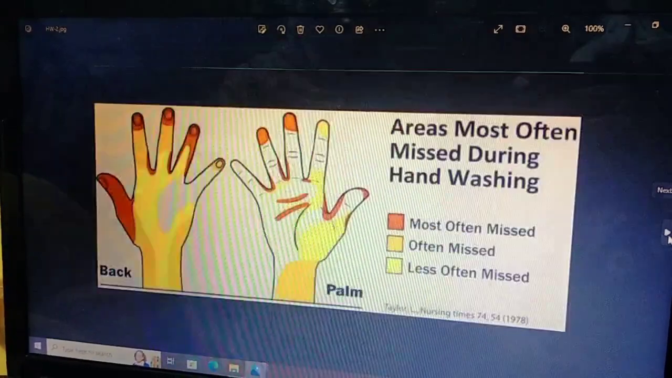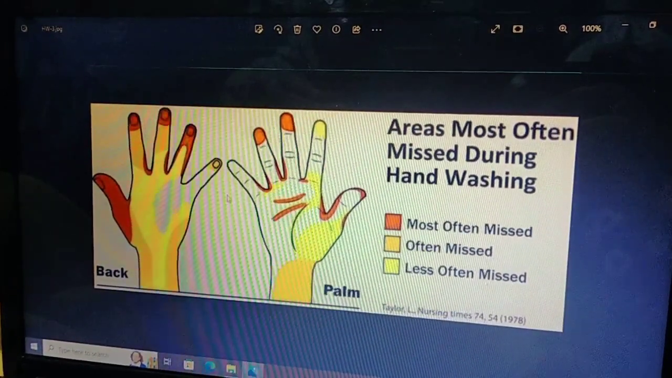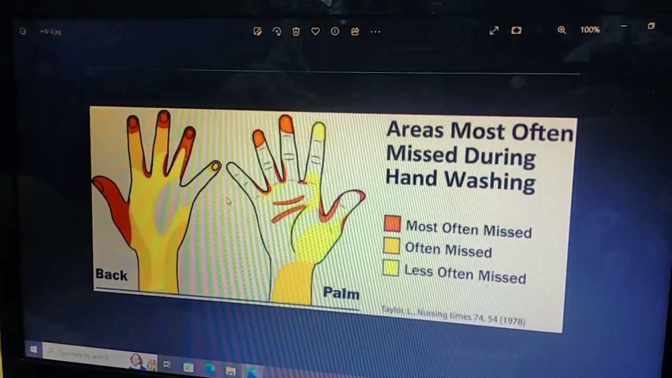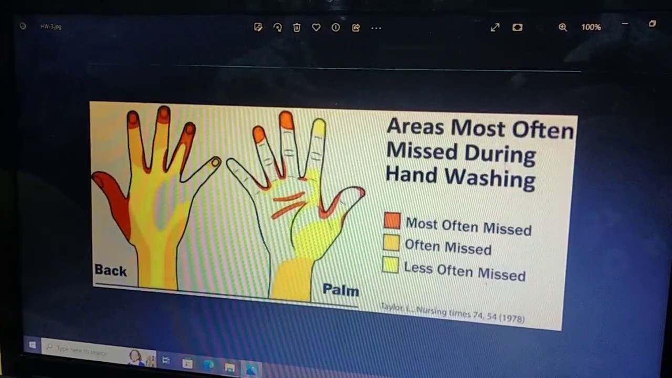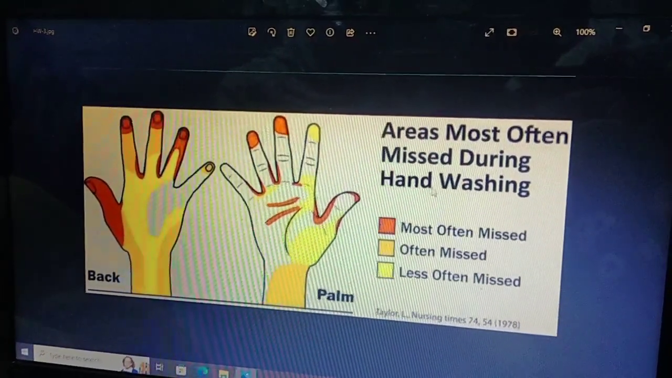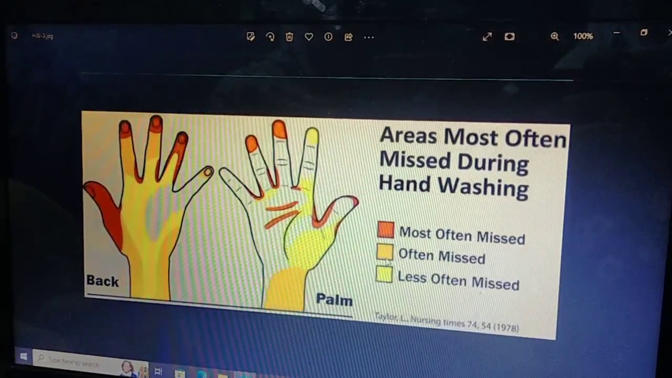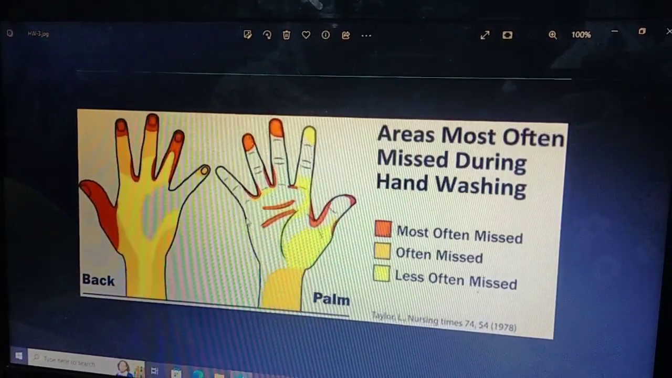Okay, so if we don't perform hand hygiene properly, usually if we do it in a hurry, these are the areas that are most often missed. The red one, the golden color here and the yellow, these are the areas most often missed if we don't perform hand hygiene properly.